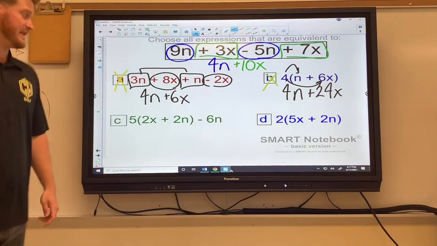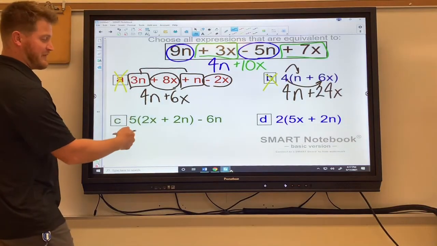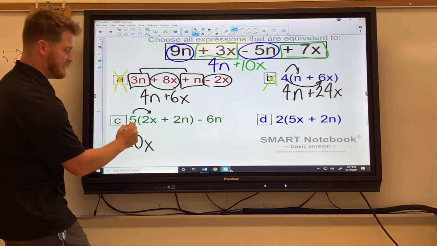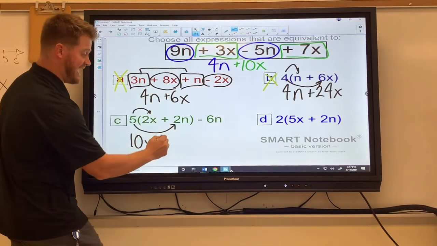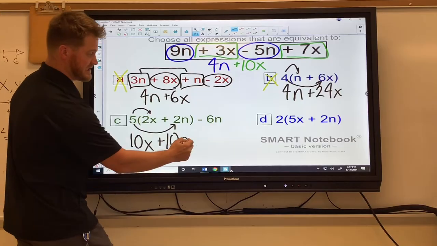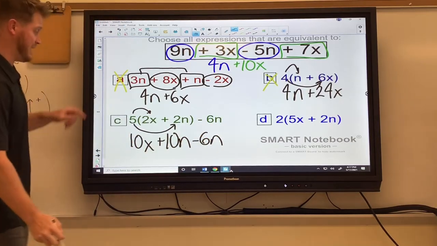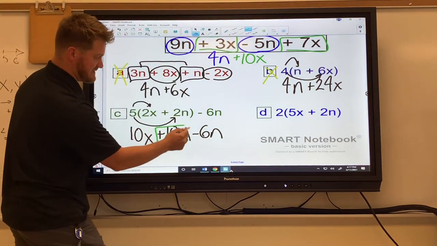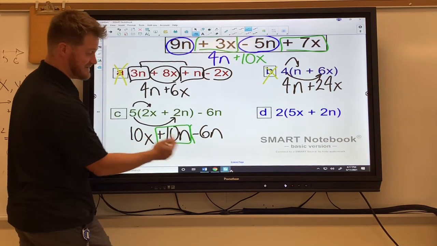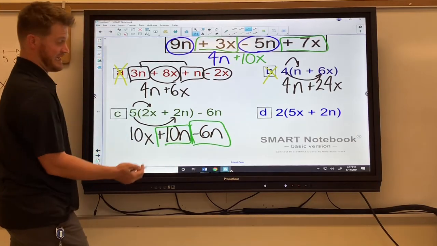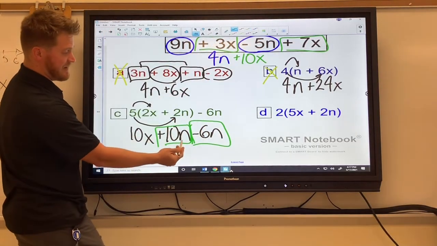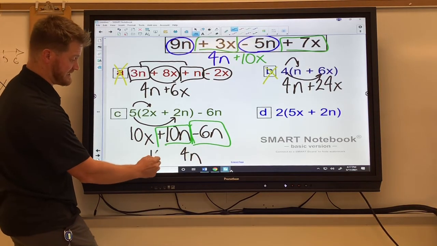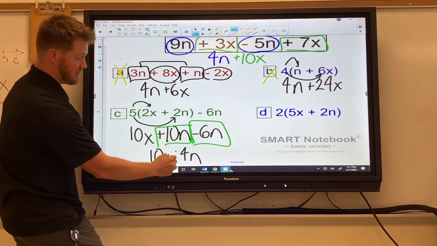Look at C. Distribution, multiply the 5 by everything inside the parentheses. 5 times 2x is 10x. 5 times 2n is 10n. And then it wants us to subtract 6n here. So we've got an extra step. Combining our like terms, we have a positive 10n minus 6n. We combine these. 10n minus 6n is 4n. And I'm going to drop down the 10x. It's a positive 4n, so it's 10x plus 4n.